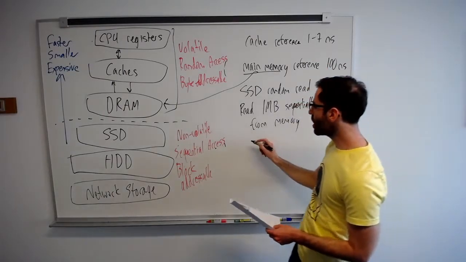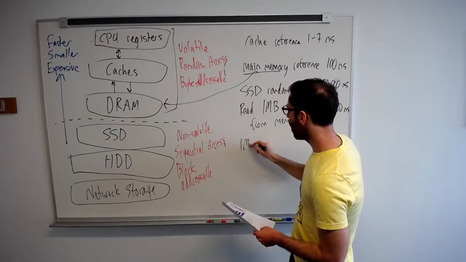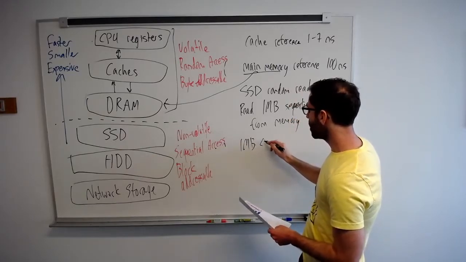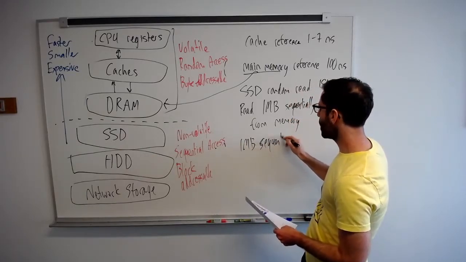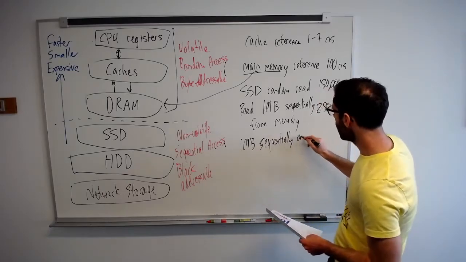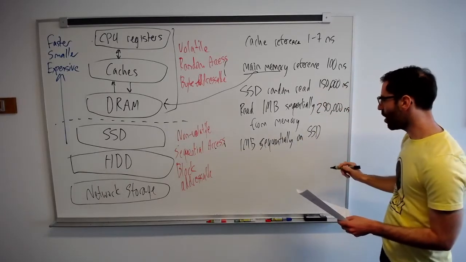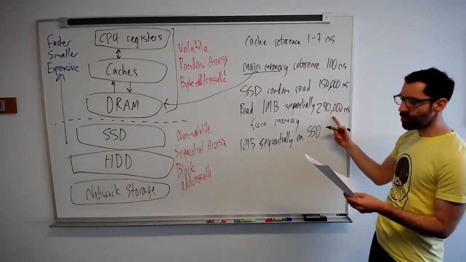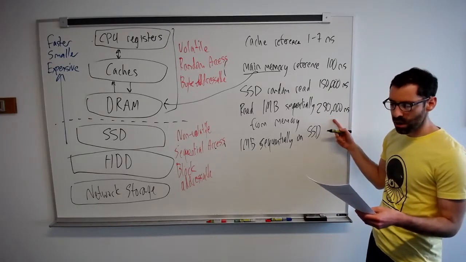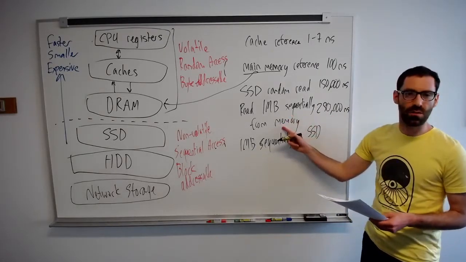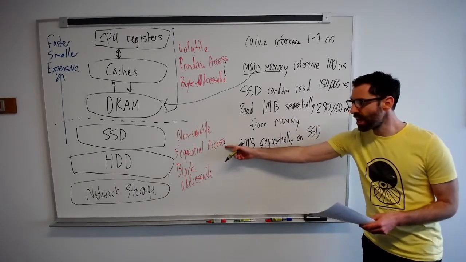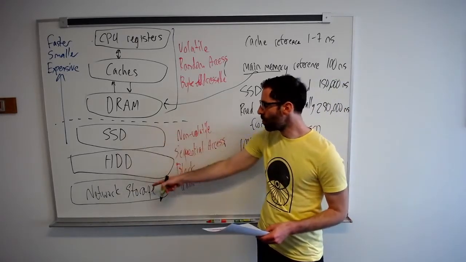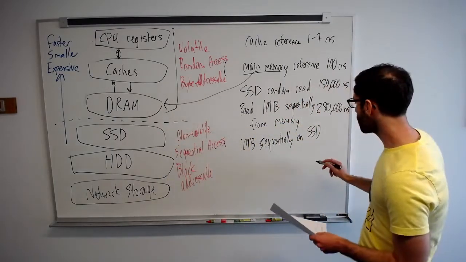But when we're talking about 1 megabyte sequentially on our solid state drive, that's actually only 4 times slower than 1 megabyte sequentially from memory. So when it comes to sequential access, our non-volatile storage looks pretty good.